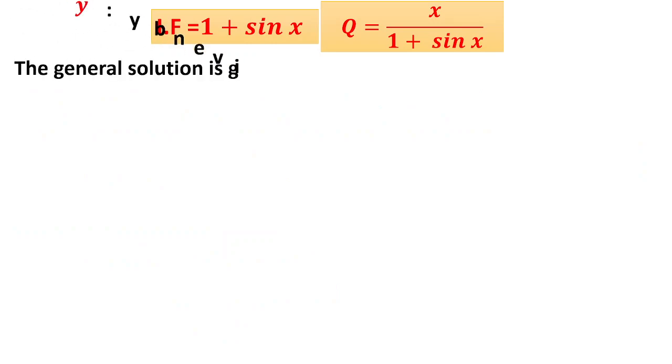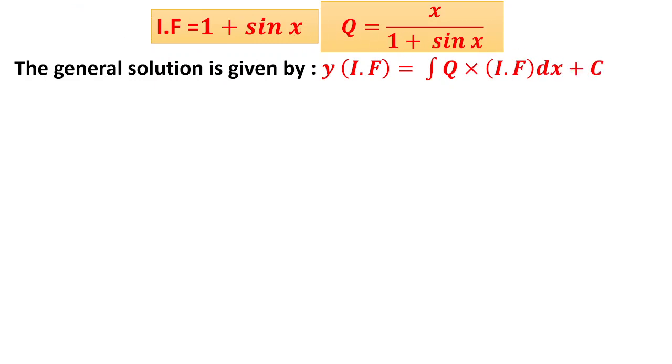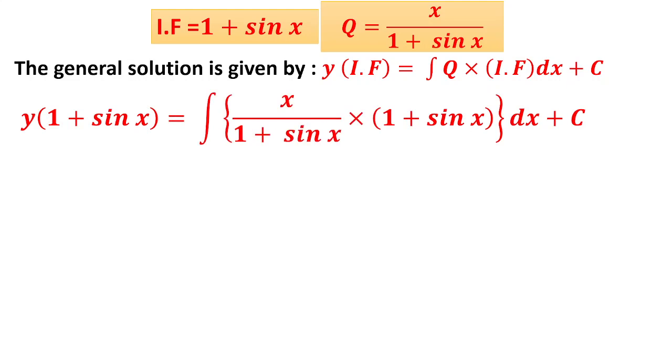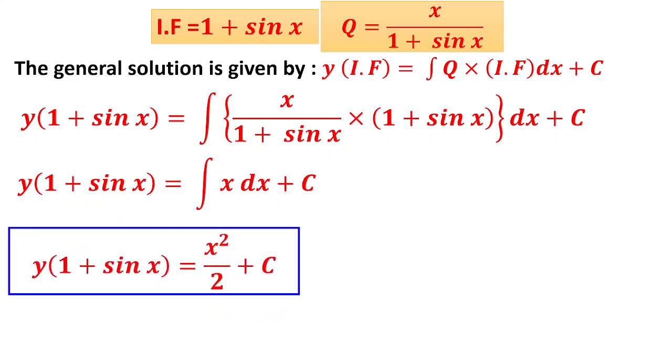Let us continue. The general solution is given by y into integrating factor is equal to integral Q into integrating factor dx plus c. Therefore, y into 1 plus sin x is equal to integral x upon 1 plus sin x into 1 plus sin x dx. 1 plus sin x gets cancelled. Only integral x dx remains, which is nothing but x square by 2 plus c. Now we can divide the right hand side by 1 plus sin x, and I can give y as the answer.